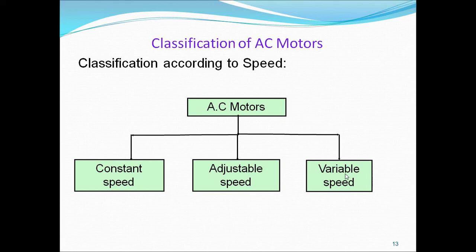So that is constant speed, adjustable speed and variable speed. Constant speed means it will run at the rated speed only; it is not possible to change the speed. It will run at synchronous speed only. Adjustable speed means we can change the number of poles and according to that it will change the speed. And variable speed means the speed of the motor changes depending on the application, that is, how much amount of load we are applying. According to that, its speed varies.